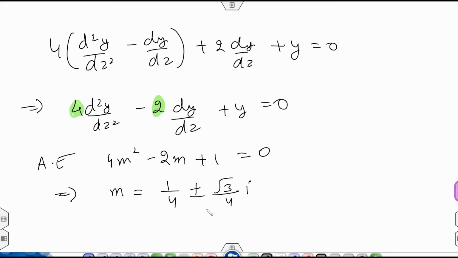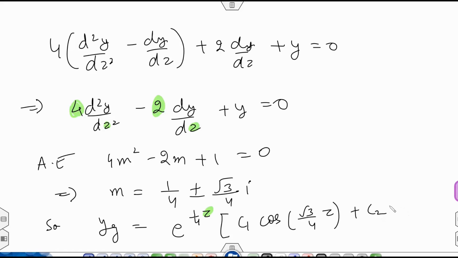So therefore what will be our yg? It comes under case 3. So it will be e to the power 1/4 z, because now we are in the z variable, into C1 cos of the imaginary part, so this is √3/4 z, plus C2 sin of √3/4 z.